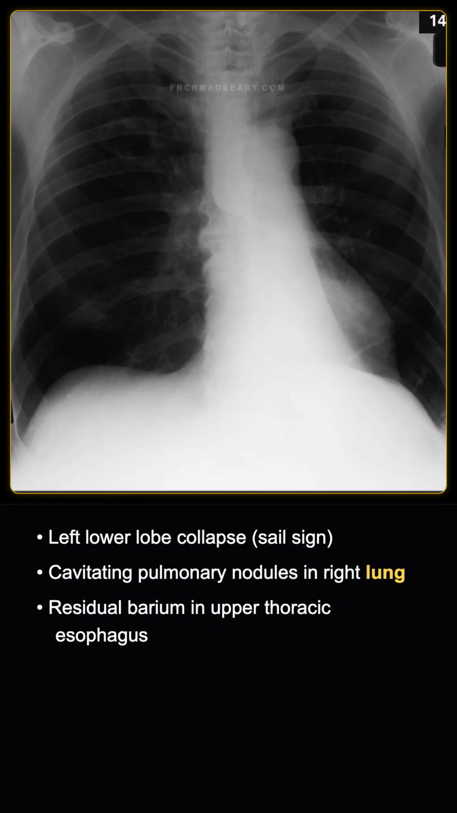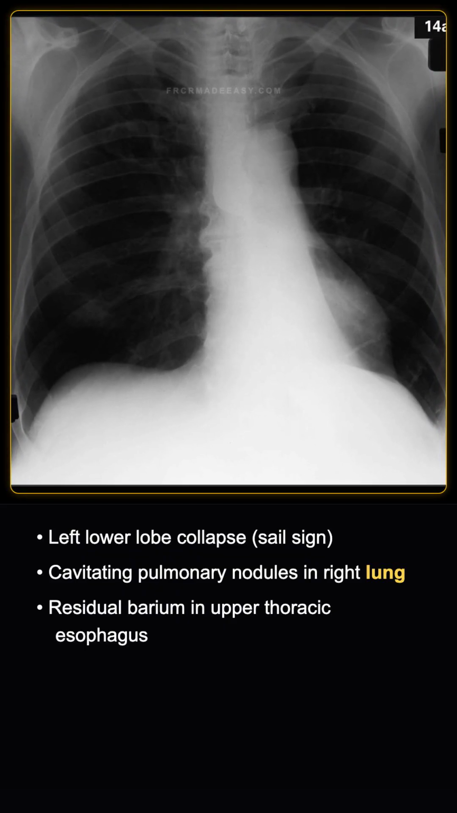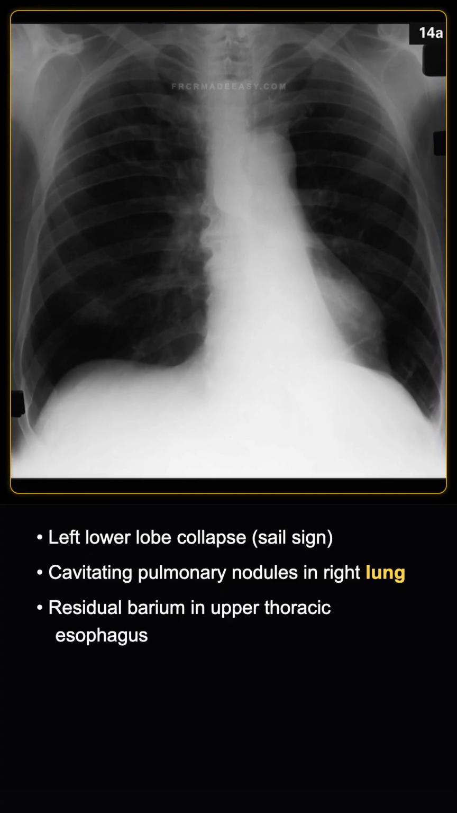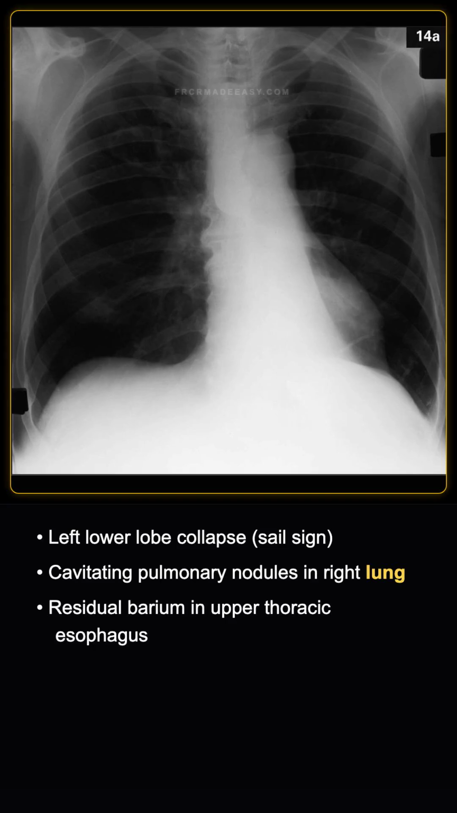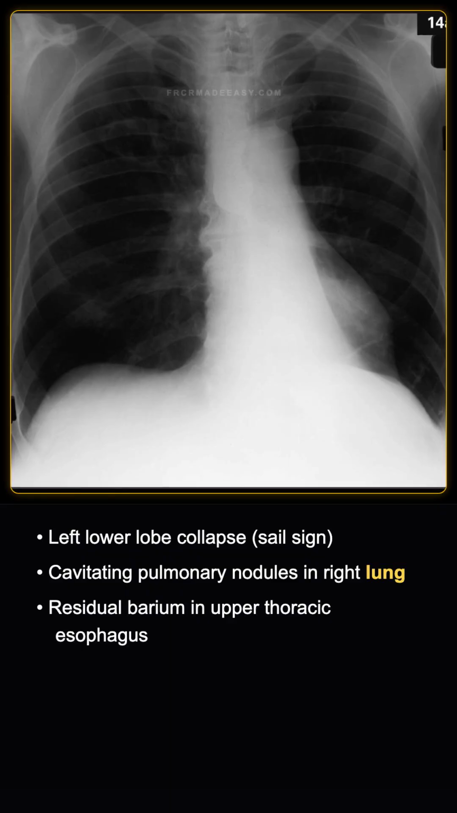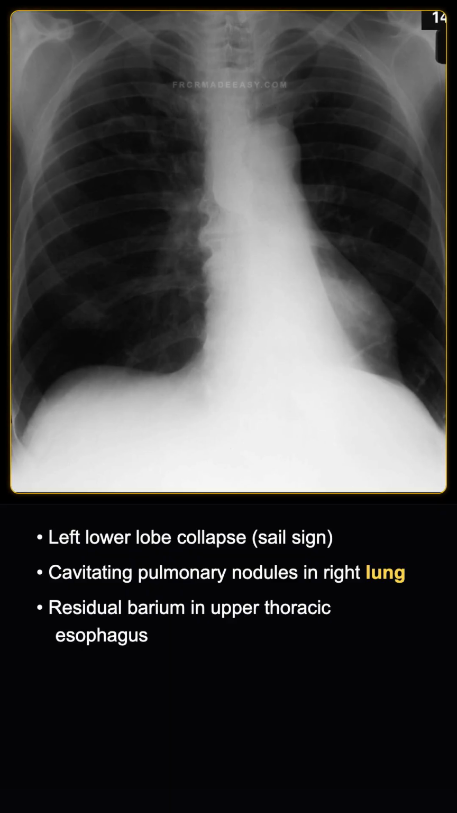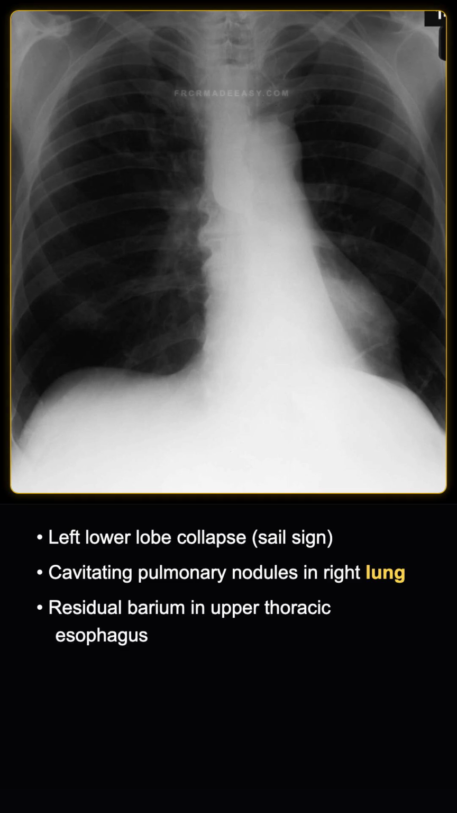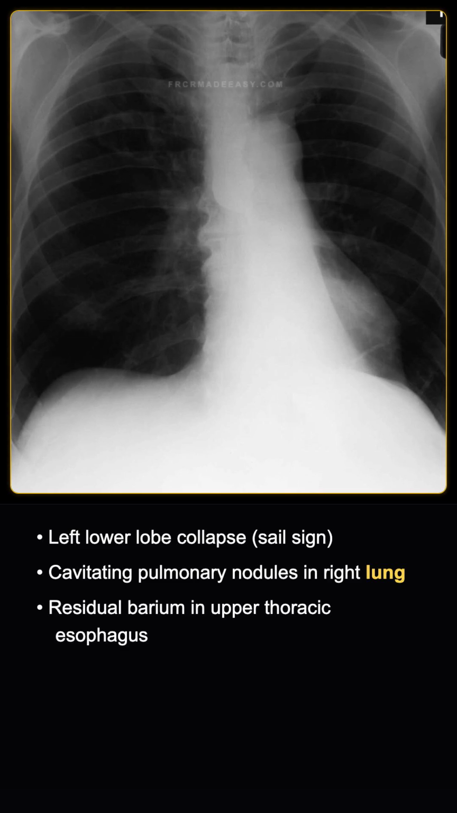silhouette, associated with depression of the left hilum. This represents left lower lobe collapse. In the right upper lobe, there are cavitating pulmonary nodules. Additionally, there is residual barium within the upper thoracic esophagus, terminating abruptly in the mid-mediastinum.